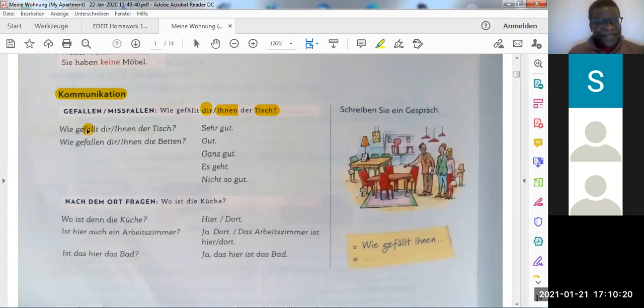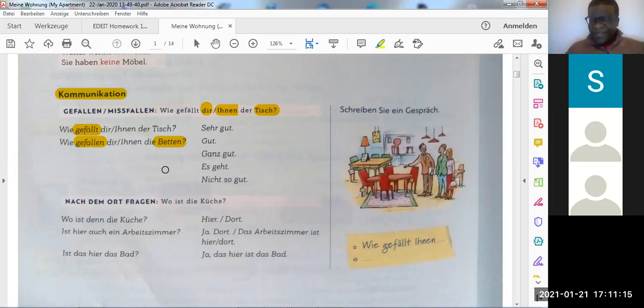Now, what's the difference? Here and this is an exam question all the time: how do you differentiate using gefällt und gefallen? That's German. In English, we just use one word. If it's singular, how do you like the bed? Bed is singular. Betten is plural. So in English, how do you like this bed, or how do you like the bed? We are going to use like. Like is gefallen or gefällt.